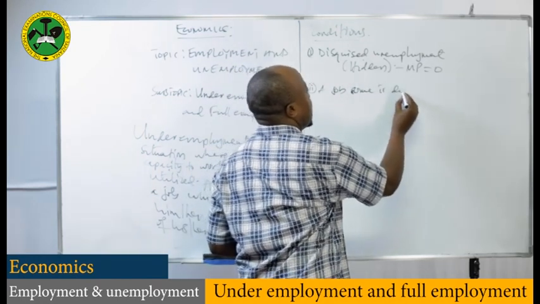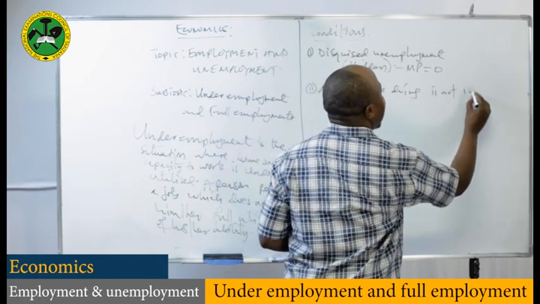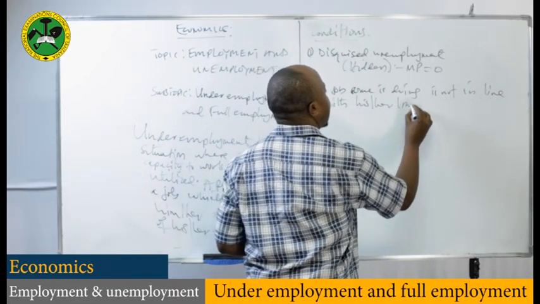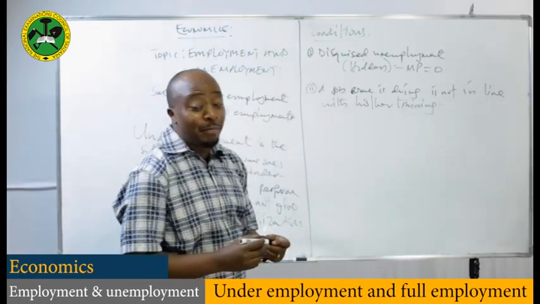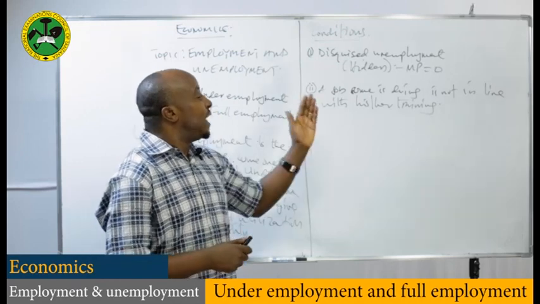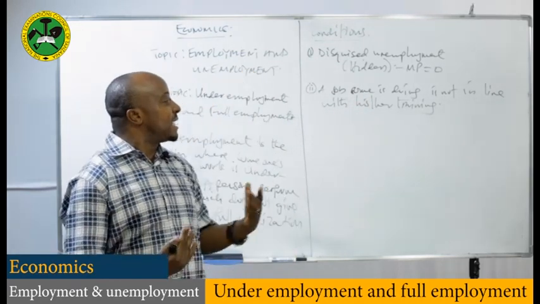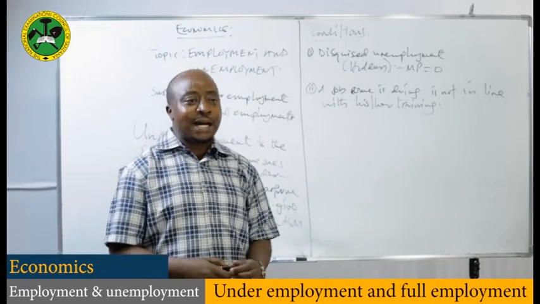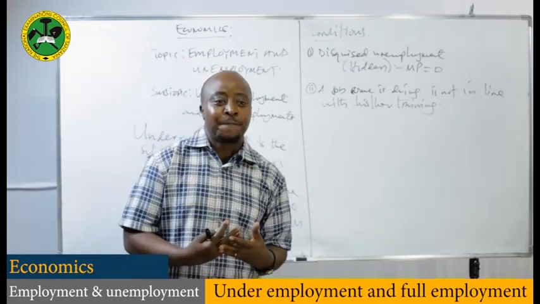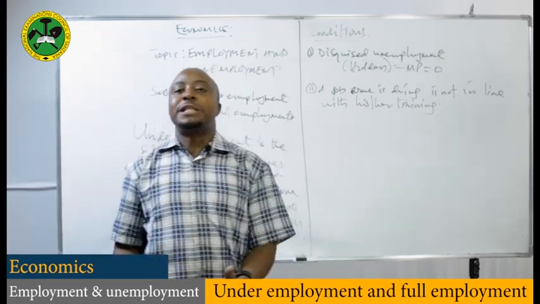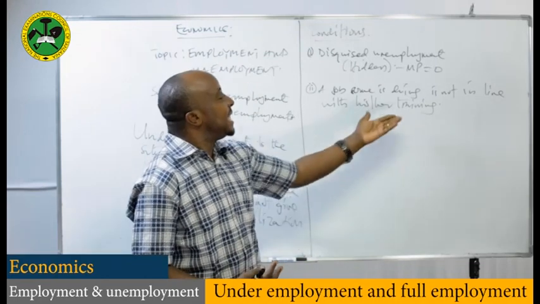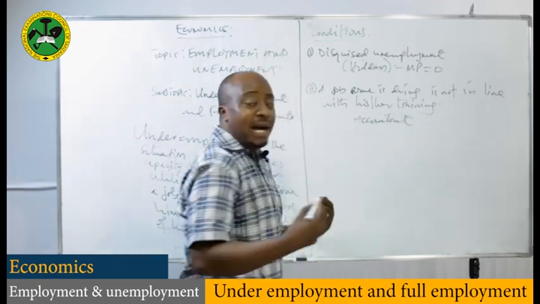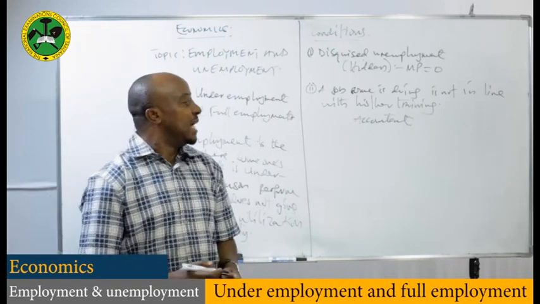The second condition we have is when someone is doing a job that is not in line with his or her training. What do we mean here? You might be employed in a very good job, but the job you are doing is not your qualification, not the one you trained for. For example, you have people who have been trained as accountants. Because of a lack of accounting jobs, they become teachers. In that case there is underemployment, because that person has been trained and prepared to be an accountant, but because of the lack of accounting jobs, this person is a teacher.